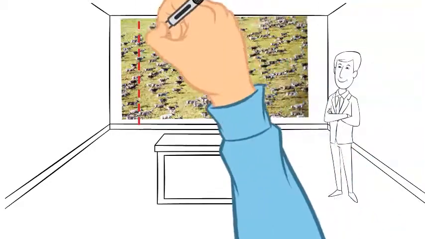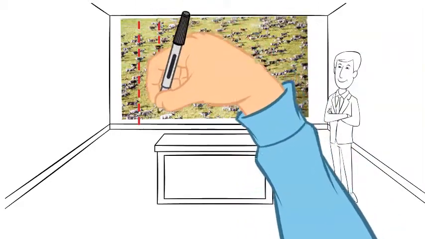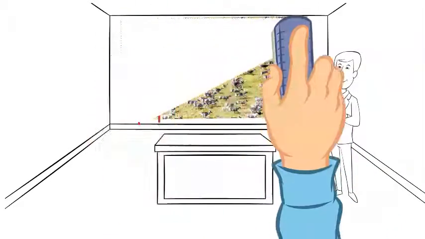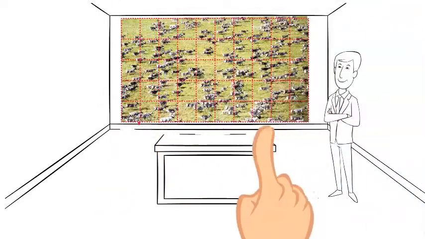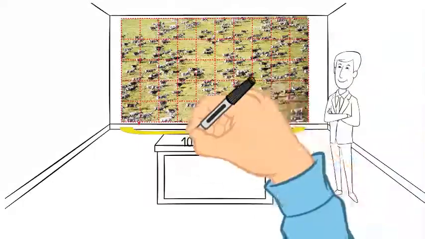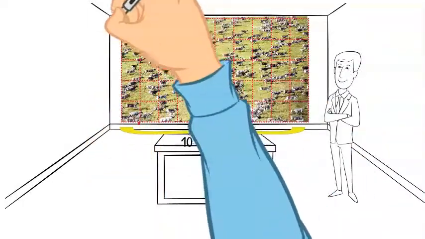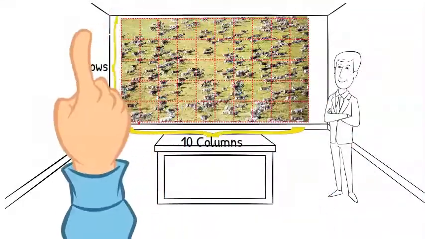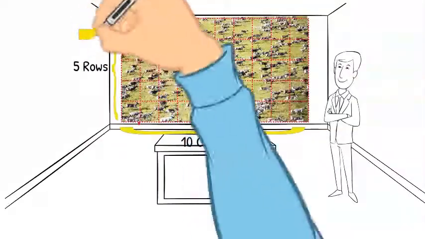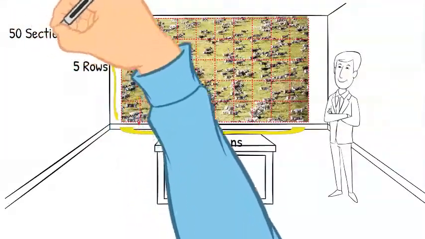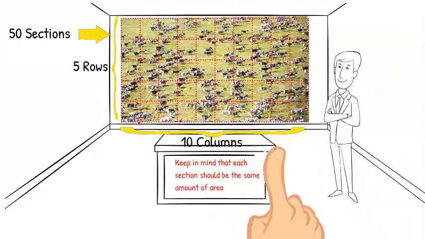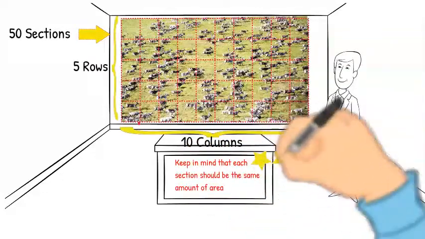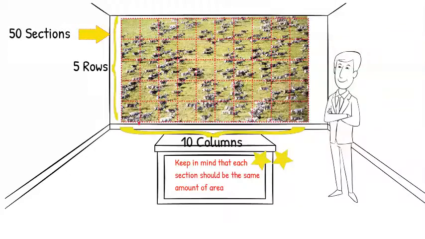Firstly, I'll divide the picture into several areas. I'll make 50 sections using horizontal and vertical lines. The number of sections is totally up to you. If you want to make 100 sections, you can make 100 sections. However, you have to keep in mind that each section should be the same amount of area.